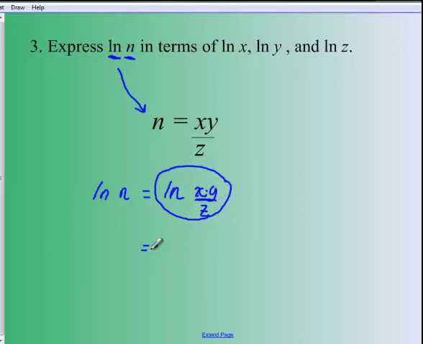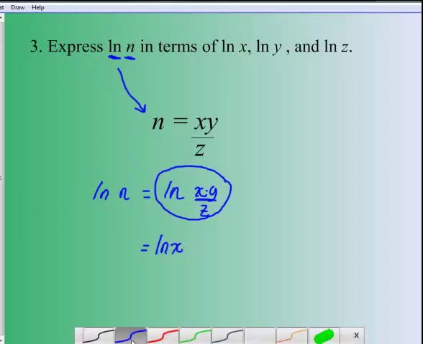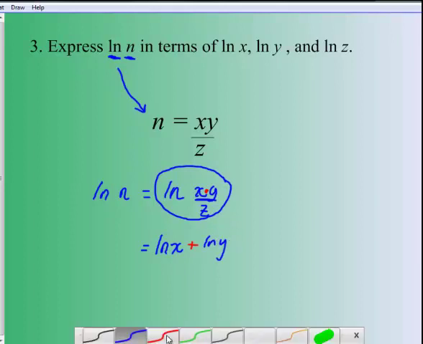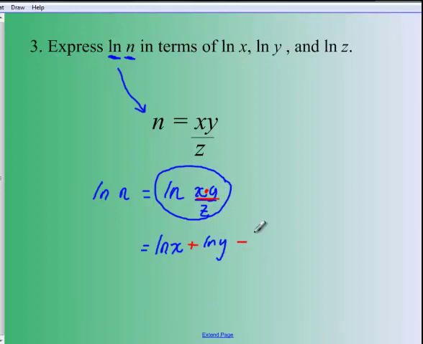So by expanding, the natural logarithm of x, multiply turns into plus the natural logarithm of y, and the division turns into subtraction, natural logarithm of z. There you go. You expressed it in terms of natural logarithm of x, natural logarithm of y, natural logarithm of z.